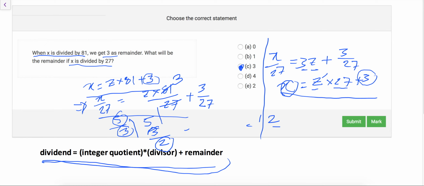If you can remember these things, you can do it very quickly without doing all kinds of work like this. But if you can't remember these equations, it will be very helpful for any kind of questions which involve dividend, divisor, quotient, those types of things.